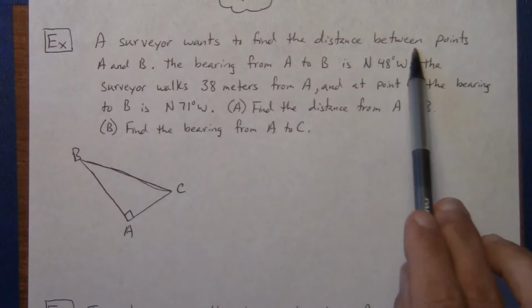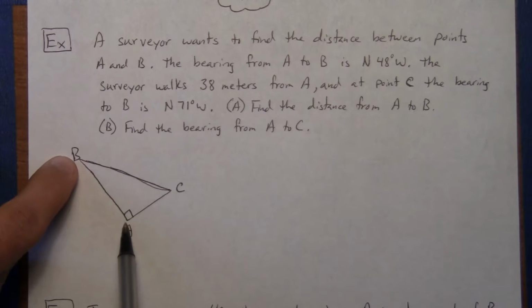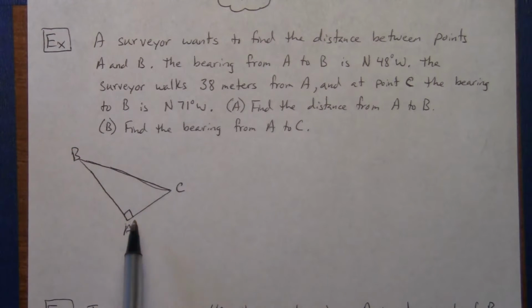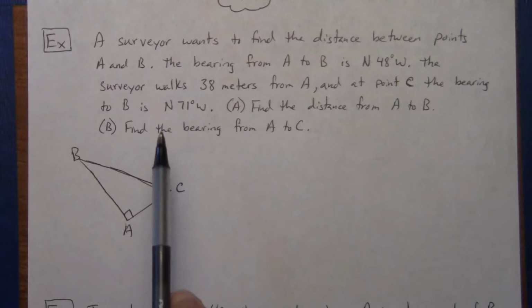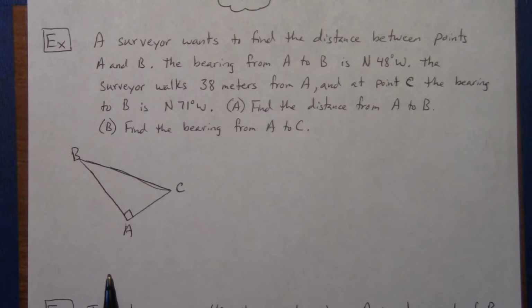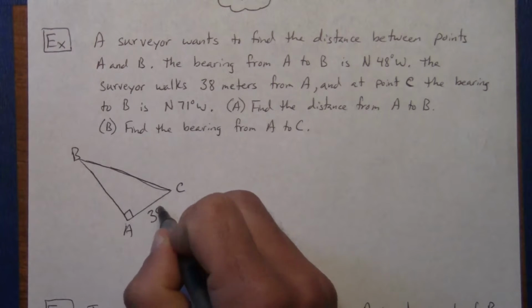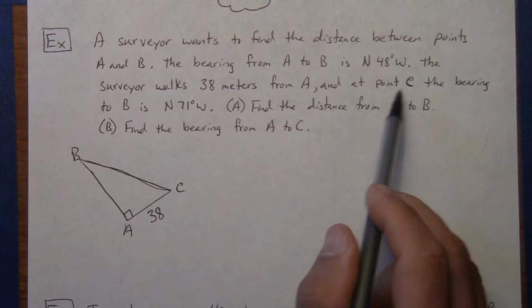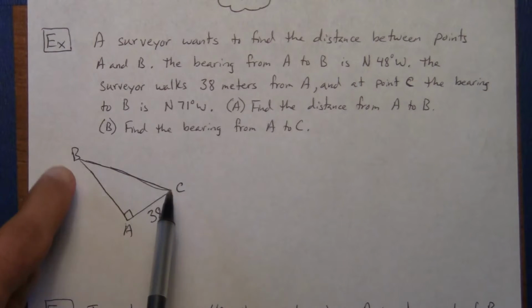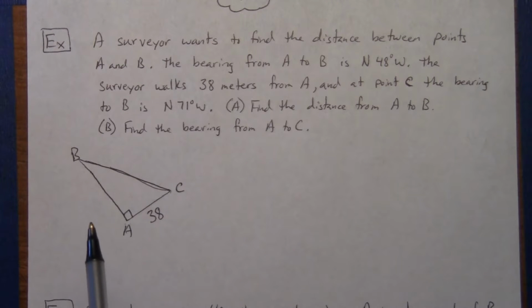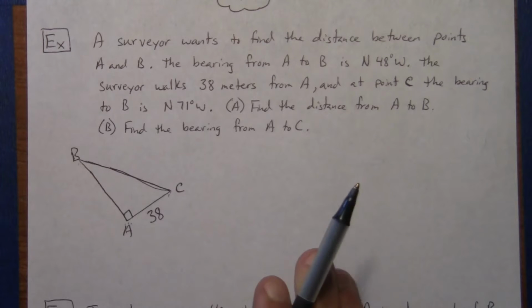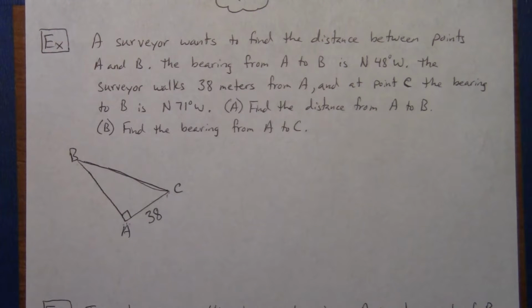It says a surveyor wants to find the distance between points A and B. The bearings from A to B are north 48 degrees to the west, and the surveyor walks 38 meters from A to point C. So they're saying this is 38 meters. And it says the bearings from C to B would be north 71 degrees to the west. It wants you to find two things. It wants you to find the distance from A to B, and then it wants you to find the bearings from A to C. So again, almost identical to what you have in problem number 33.